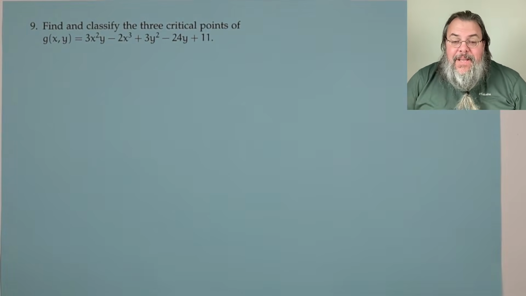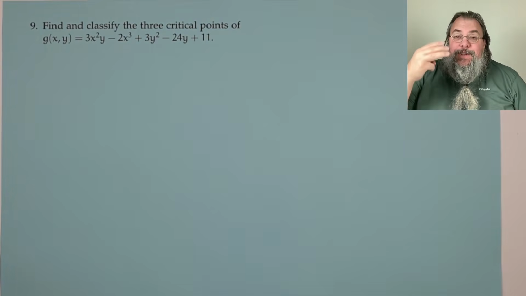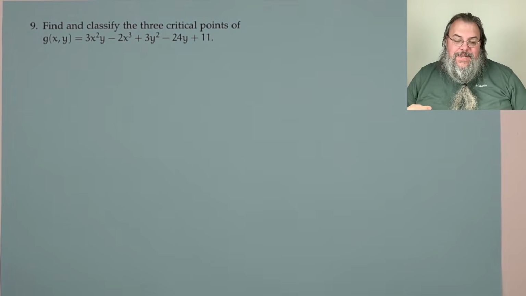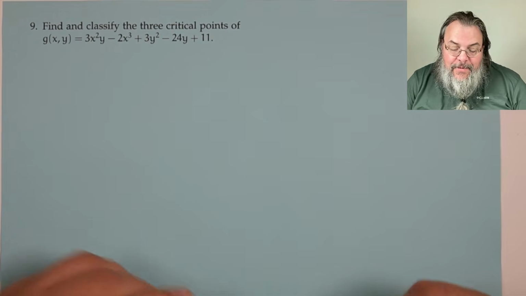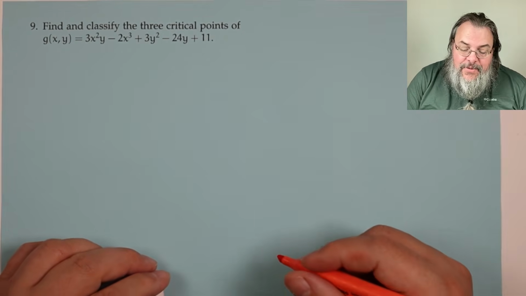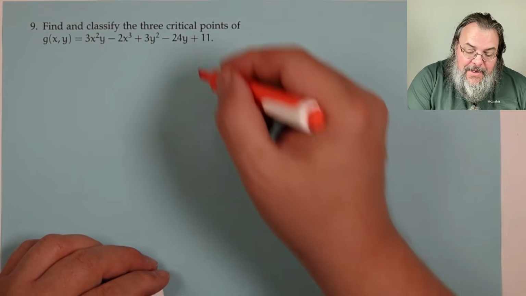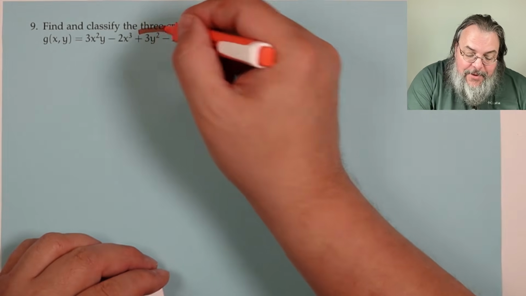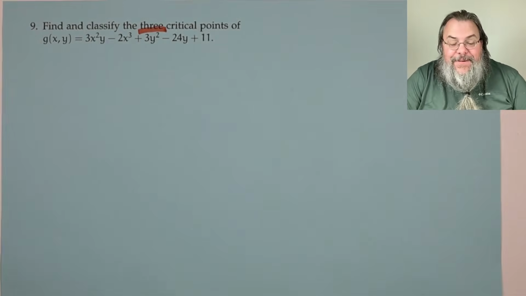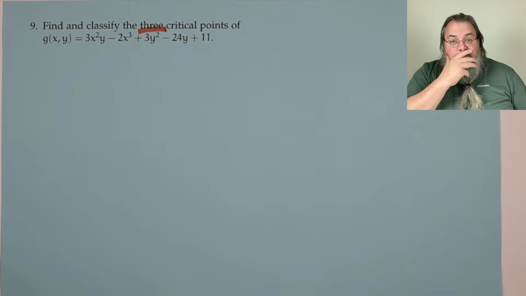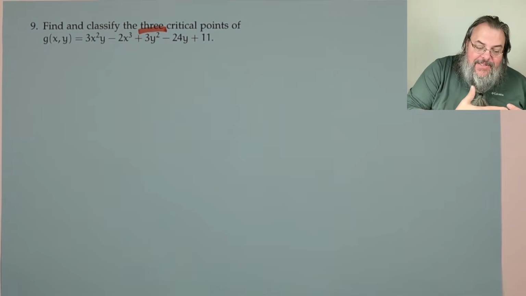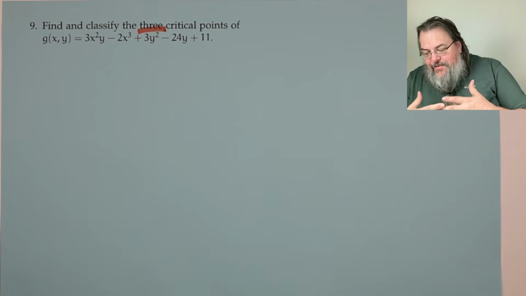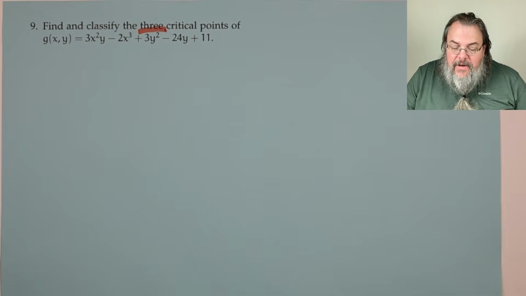Number 9. Find and classify the 3 critical points of g(x,y) = 3x squared y minus 2x cubed plus 3y squared minus 24y plus 11. So we know we better find 3 of them because it says there's 3 of them. There are 2 stages: we have to go through the find stage, and then the classify stage. I like to start with the find, so let's work on the find.